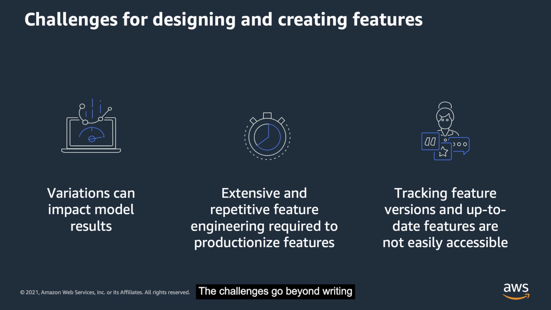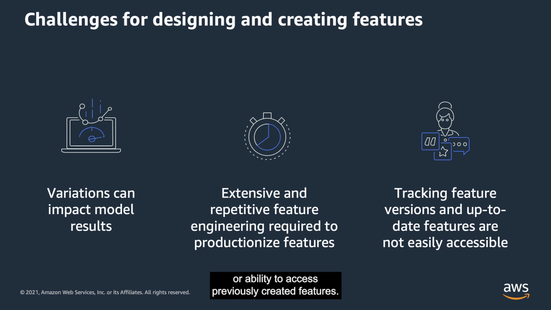The challenges go beyond writing and testing your feature engineering code. First, features built by different teams or during different time frames are not consistent, introducing variations that can impact model results. Second, extensive and repetitive feature engineering work is often needed when productionizing new features. And last, it can be difficult to track feature versions, and up-to-date features are often not easily accessible. Team members are at risk of duplicating feature engineering code because they have no awareness of or ability to access previously created features.